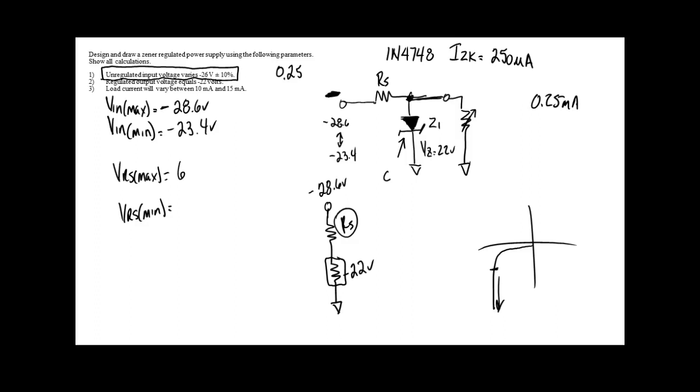So what would be the maximum voltage drop? What was it? 6.6 volts. That's the maximum that resistor would drop. But what would be the minimum it would drop? So now I'm going to change this up here, and I'm going to put my minimum input, which is 23.4. This Zener right here is still dropping 22 volts. That's what a Zener does, as long as I give it enough voltage to do that, right? So what would be the minimum voltage the resistor would drop?